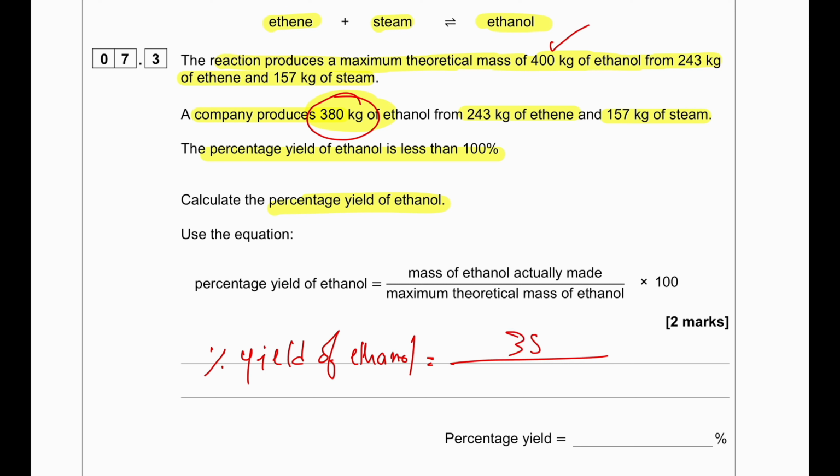So we are asked to calculate the percentage yield of the ethanol. We calculate percentage yield of ethanol as 380 divided by 400. This is what we actually received, 380, and 400 is the theoretical mass that we're supposed to achieve. Then we multiply it by 100%, which gives us 95%.